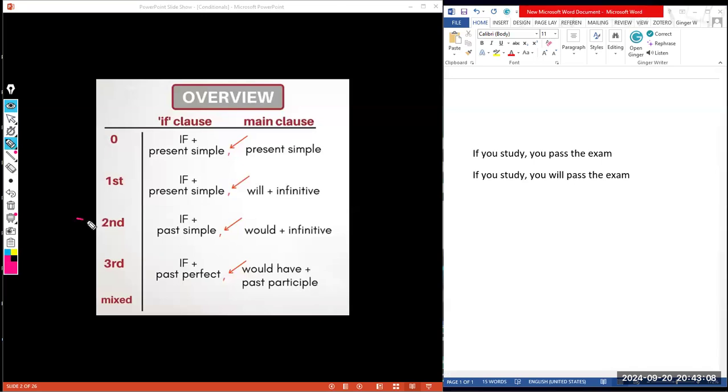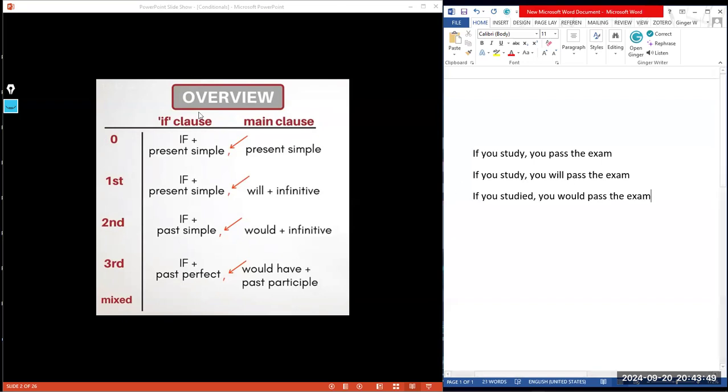Okay, now I have to show you the next rule of conditionals. Now the third rule is the second conditional. Now if you want to use if in the if clause, or maybe when, you have to use the simple past tense. In the main clause, you have to use would plus infinitive or verb zero. So let me write the example. Again, I'm not going to change the example. After writing the examples, I'm going to show you the difference between them. So if you studied, okay, comma, you would pass the exam.